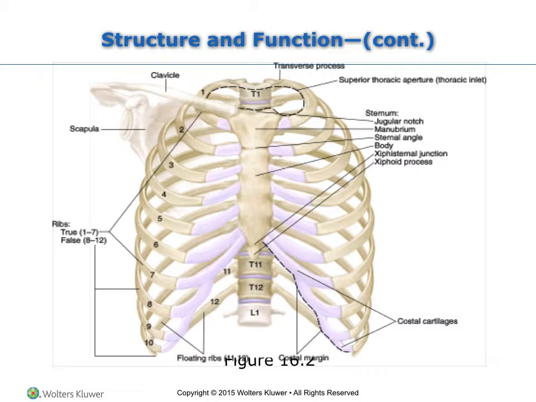You'll notice that the ribs are made up of bone and cartilage, and the ribs attach to the sternum with cartilage, and that is a common site for inflammation and pain often in adolescence.